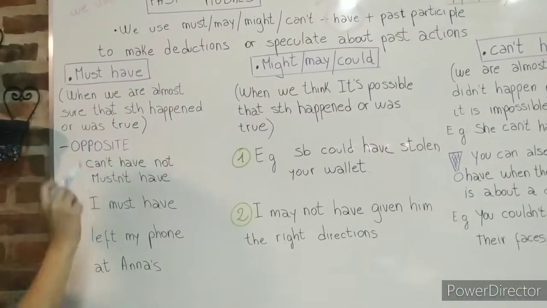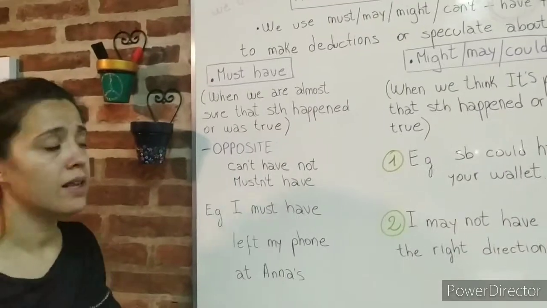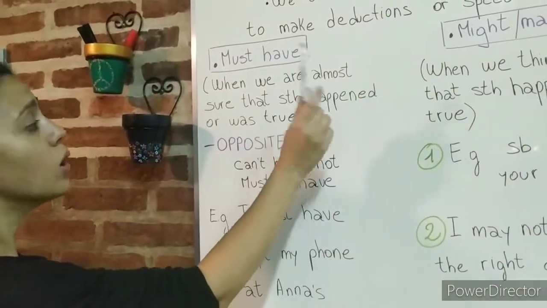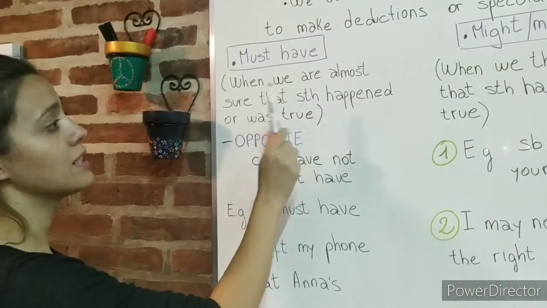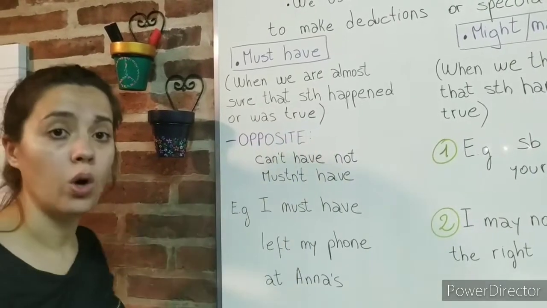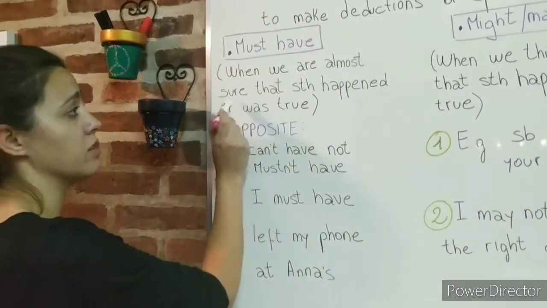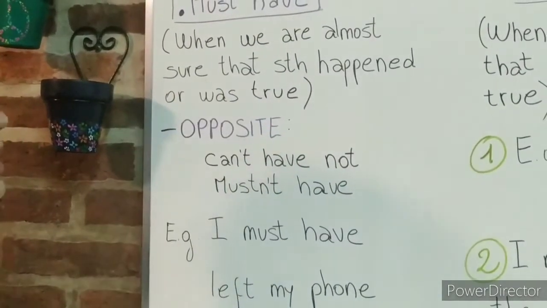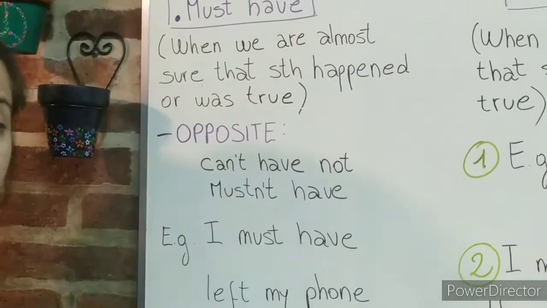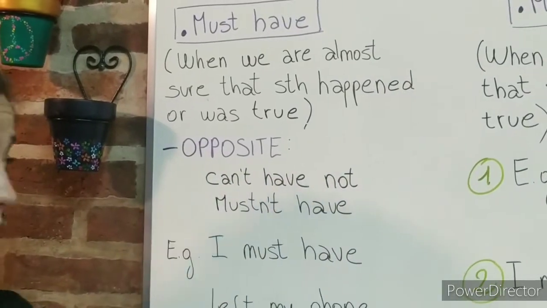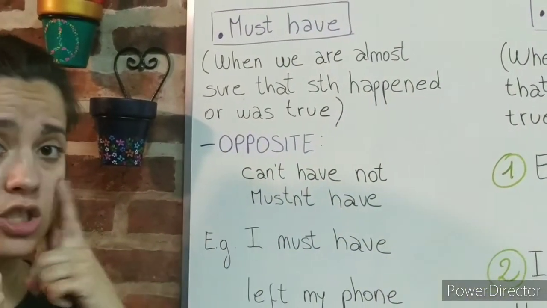First, here we have must have, yes? And it says, when we are almost sure that something happened or was true. So we have to use must have to talk about this, yes? When you are sure that something was true or something has happened, okay? Then, pay attention to this.